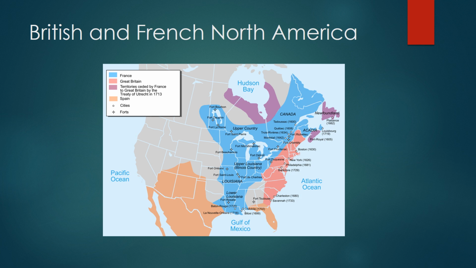Another major issue that we have here with the French is that if you look up to where the St. Lawrence River is, they have very limited access to the North Atlantic Ocean. So that's going to be an issue later on, because the British Navy is going to use that to its advantage to choke New France when they do go to war.